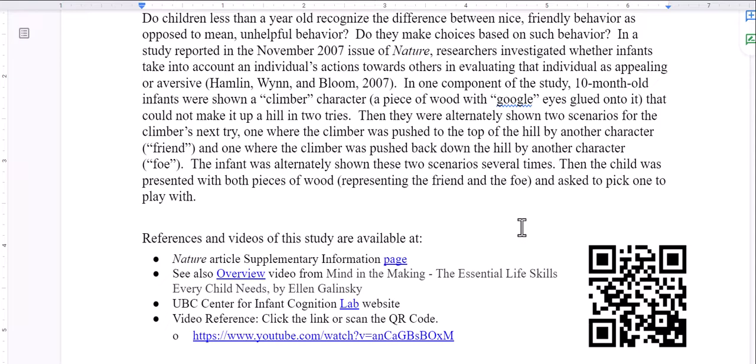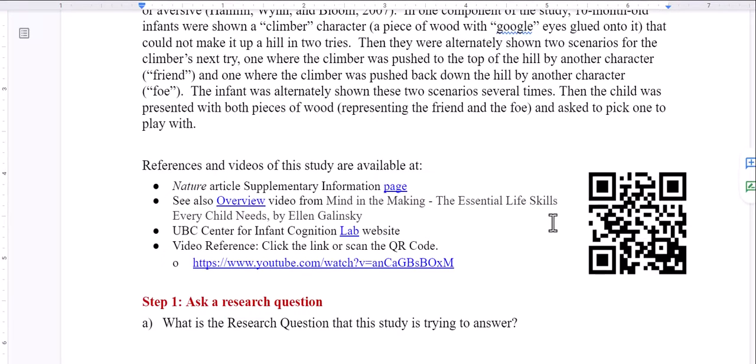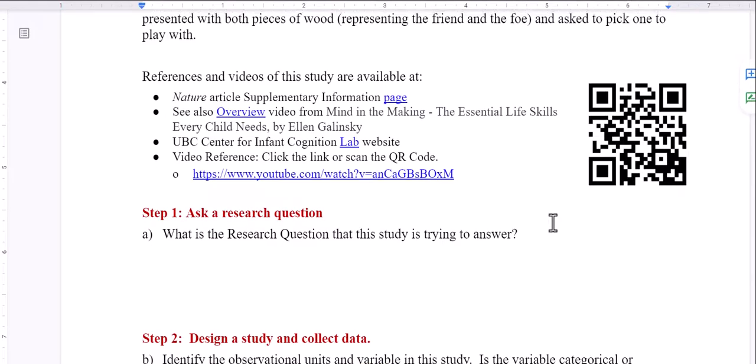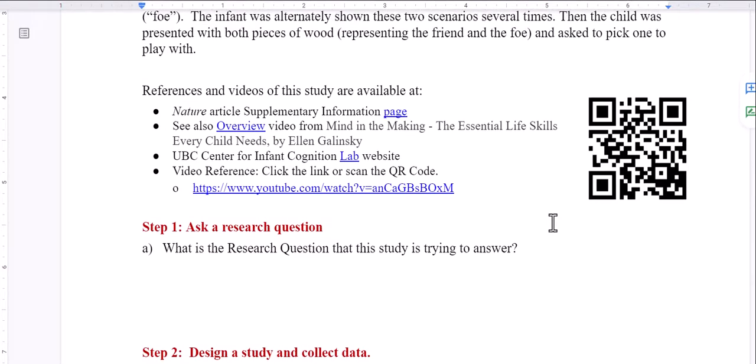So the infant was alternately shown these 2 scenarios several times, then the child was presented with both pieces of wood, representing the friend and the foe, and asked to pick one to play with. So in the video, you kind of see what happened and the results. So the question then is, right, what is the research question?